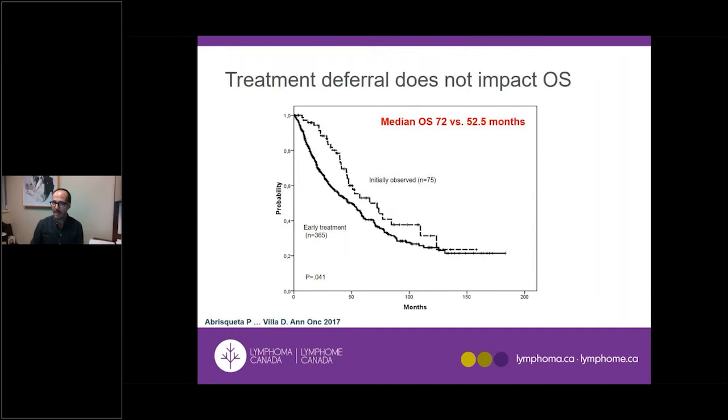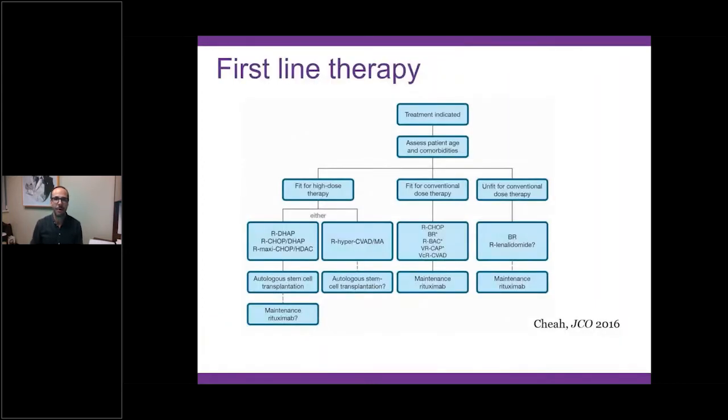Well, that's great, but the reality is that almost everybody will need treatment at one point or another. And I indicated at the beginning of my talk that about half of the patients with mantle cell lymphoma are under the age of 65 or so, and the other half are over the age of 65. And the way we think about mantle cell lymphoma is exactly in those two categories. So you see here how we divide patients into one of three categories: those fit for high dose therapy, those fit for conventional dose therapy, or those basically unfit for conventional therapy.